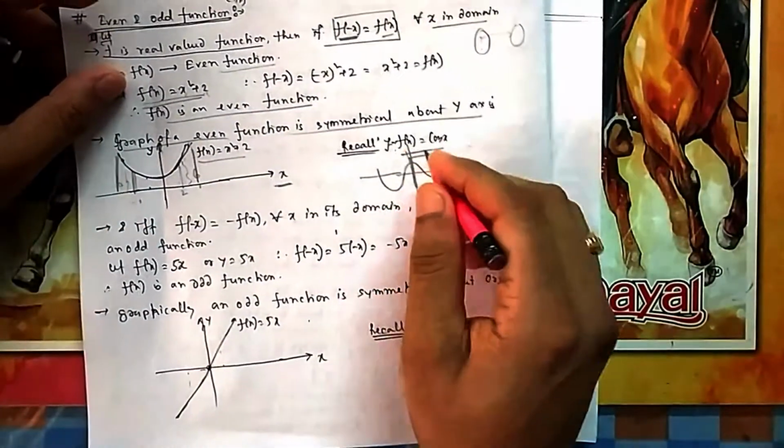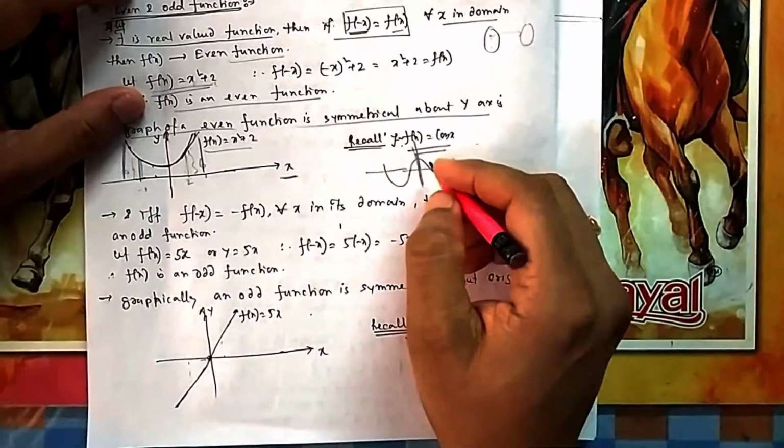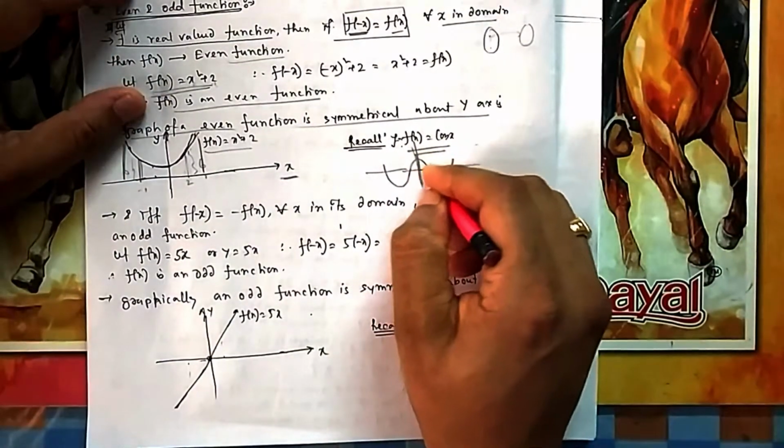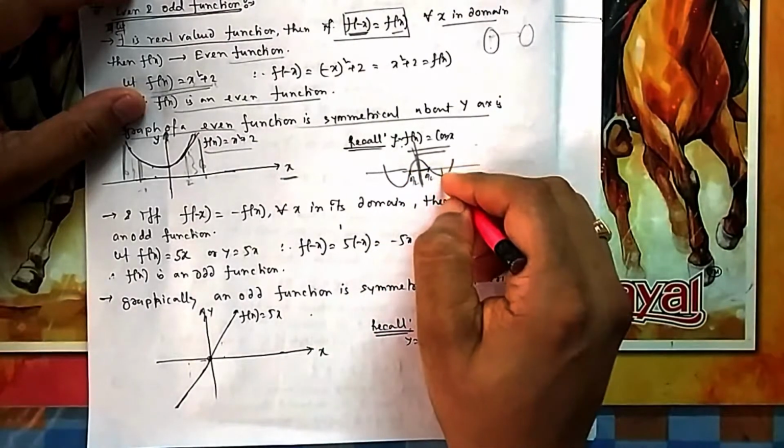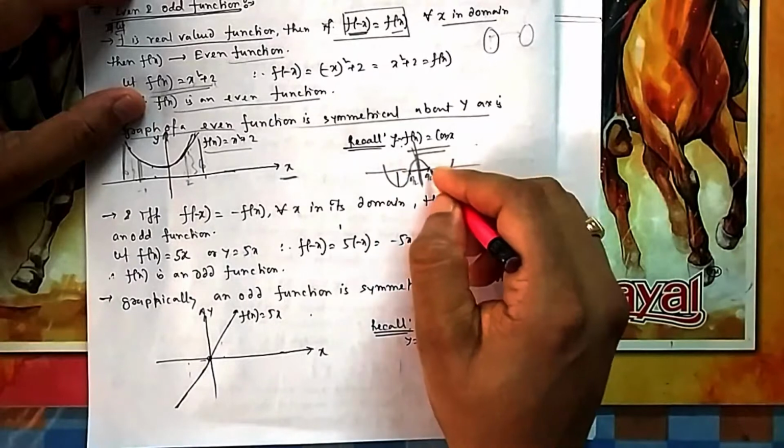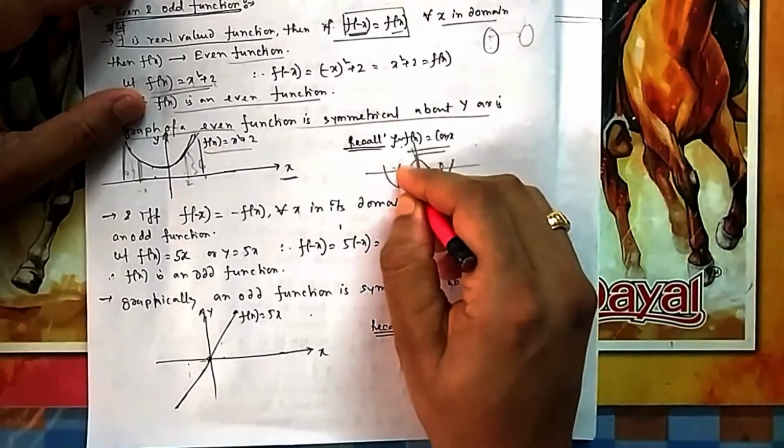Cos x also is an even function because cos minus x is cos x. You can see for this side it is pi by 2, it is 0, so minus pi by 2 also it is 0. And for pi it is minus 1, so minus pi is also minus 1.